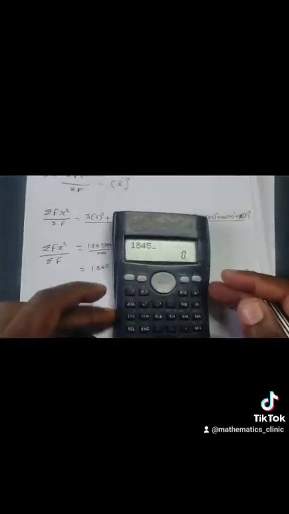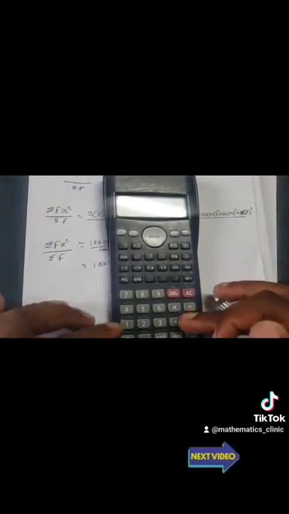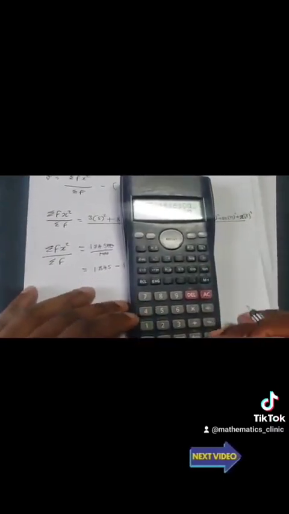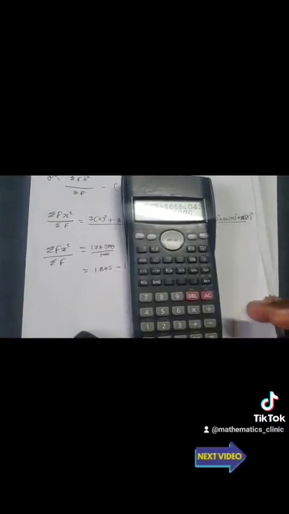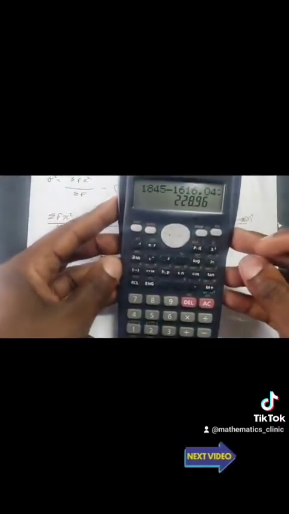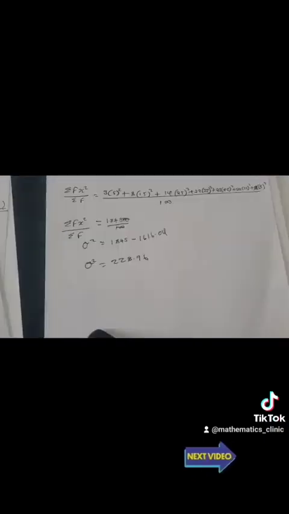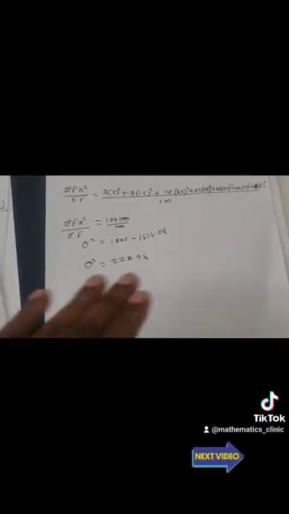So if we say 1,845 minus 1,616.04, that's what we're getting. We're getting 228.96, so we're going to write that. That is our variance. So now, this is the variance.